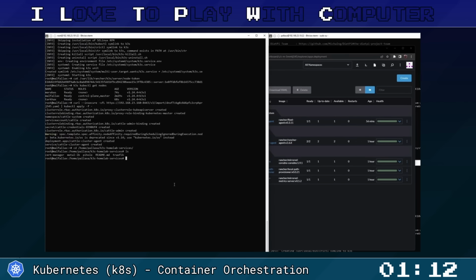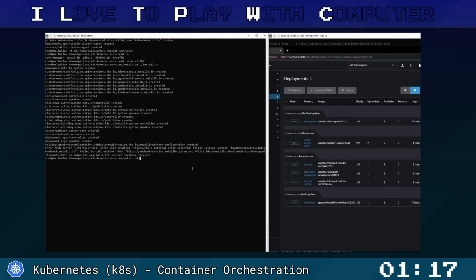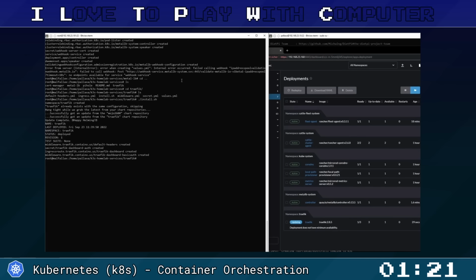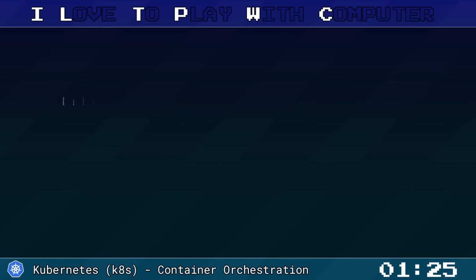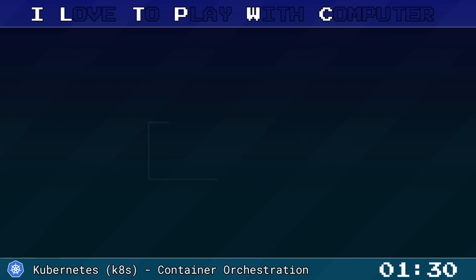Deploying your application in Kubernetes is straightforward. You describe the desired state for your deployed containers, and Kubernetes does all the heavy lifting. This declarative approach gives you consistency, scalability, and availability for your application. Kubernetes might seem overwhelming at first, but it's really a game changer once you get the hang of it.